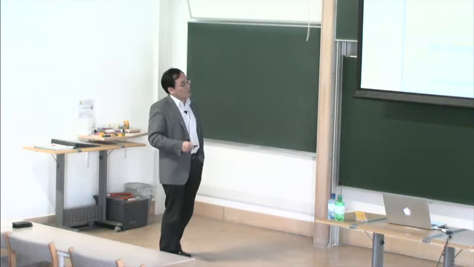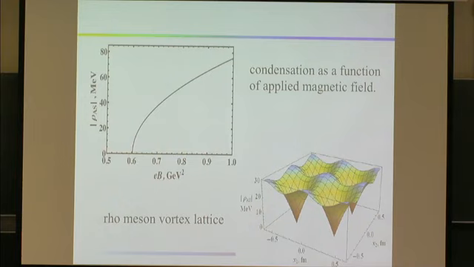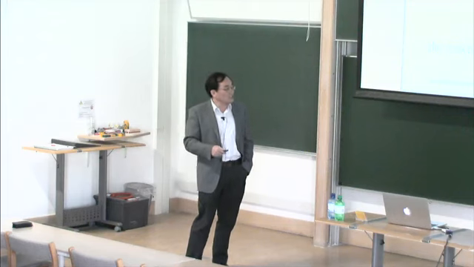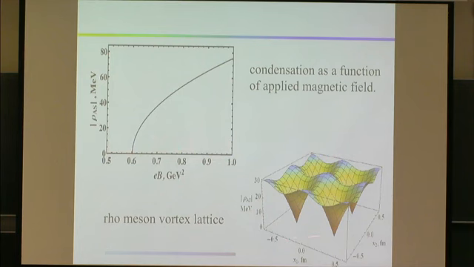And also, the Abrikosov vortex lattice could be realized in this model. Here is the profile in the plane of x1 and x2. There is a magnetic field which is perpendicular to the plane of x1, x2.